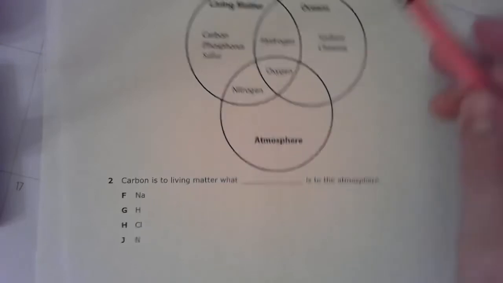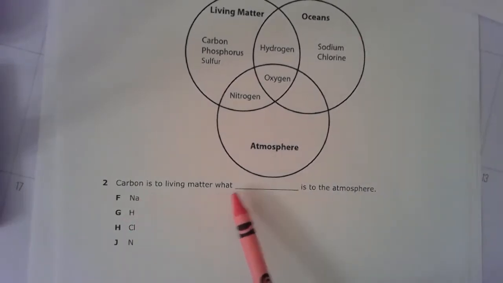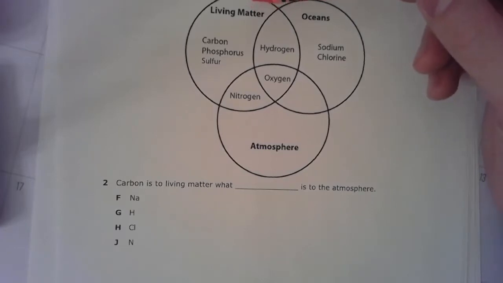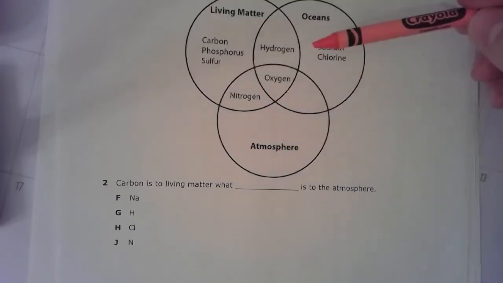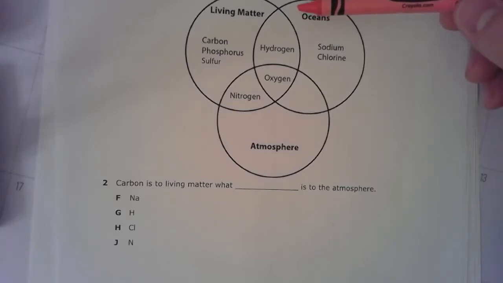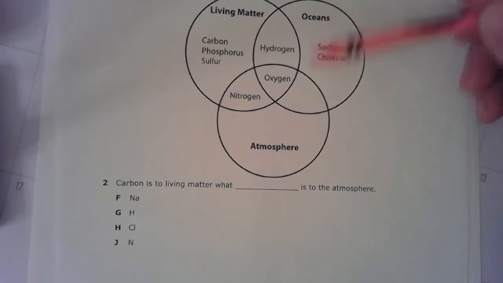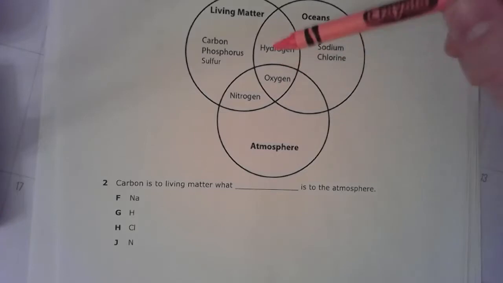Number 2. Carbon is to living matter what blank is to the atmosphere. And then up here you have something to use for this question. Living matter, oceans, atmosphere. This is a triple Venn diagram, and it's comparing what each item, like living matter, the main idea, oceans, another main idea, and atmosphere. One, what they have all in common would be this.